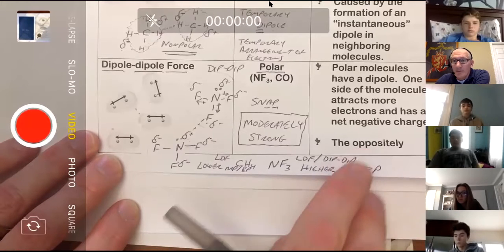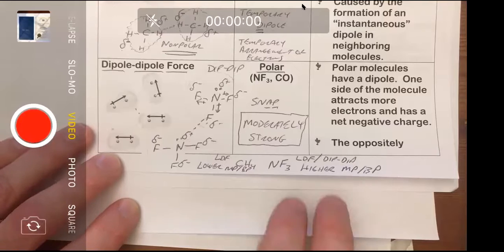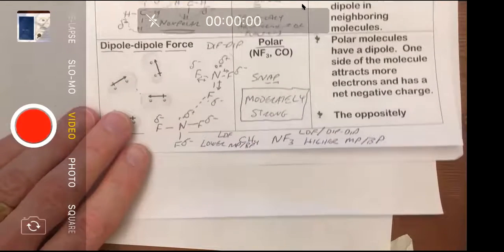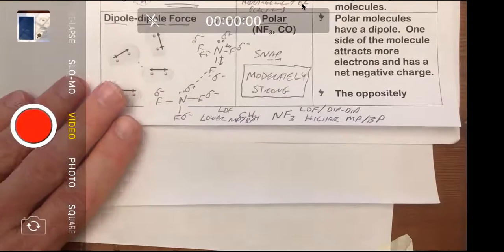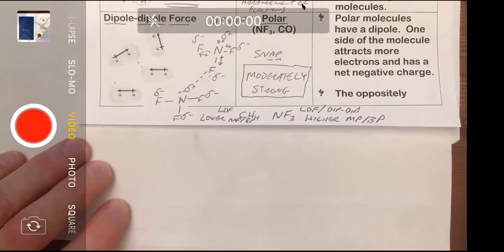All right, we have a question. Swasti, go ahead. So is it possible for all of them to be negative and it still be polar? All of them to be negative and still be polar? I'm not sure I'm following you. Can you give me a little bit more there?